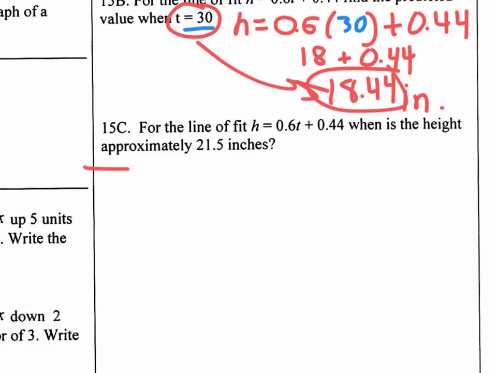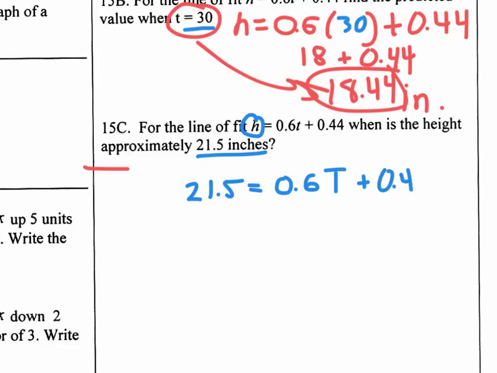So in this case, it's different than the other ones. I'm actually going to plug in 21.5 onto the h spot right there because that's the height. I don't know the time. I don't know t. I don't know how many hours. So I'm going to write this equation. And I need to solve the equation. And of course, you could use a calculator.